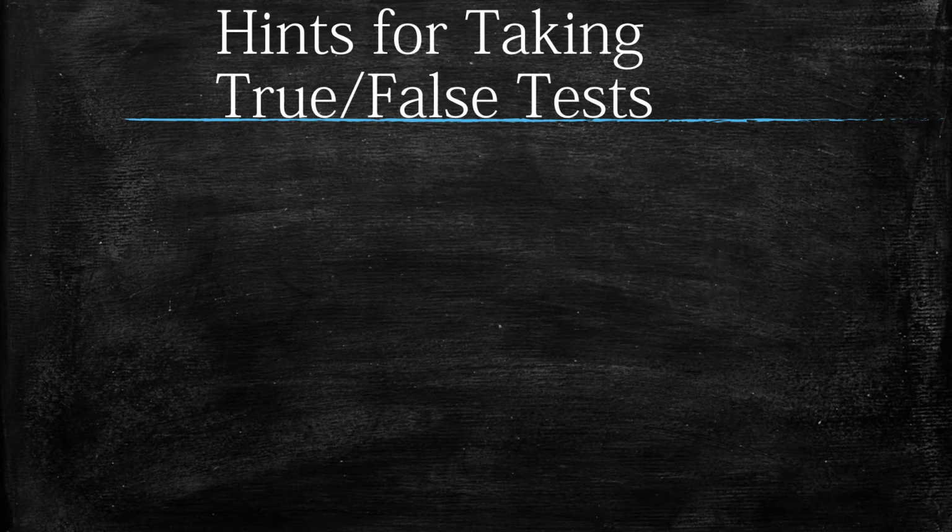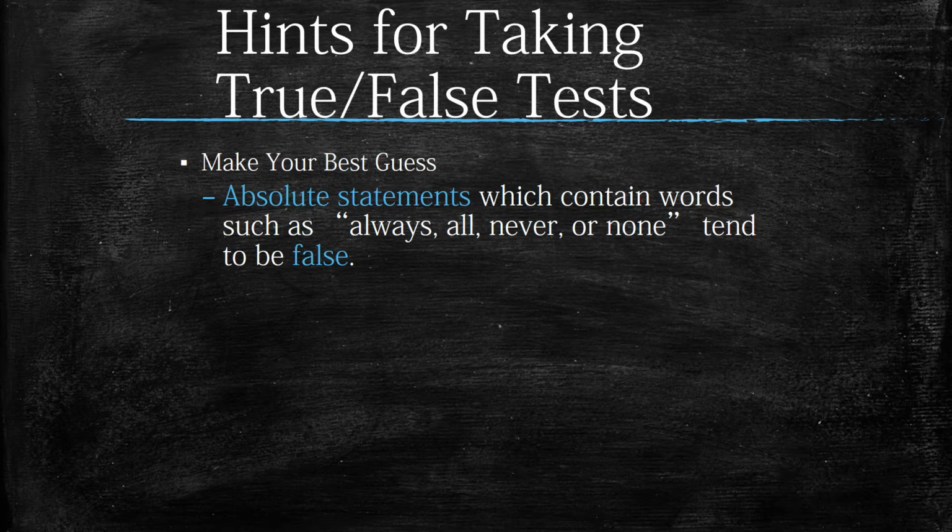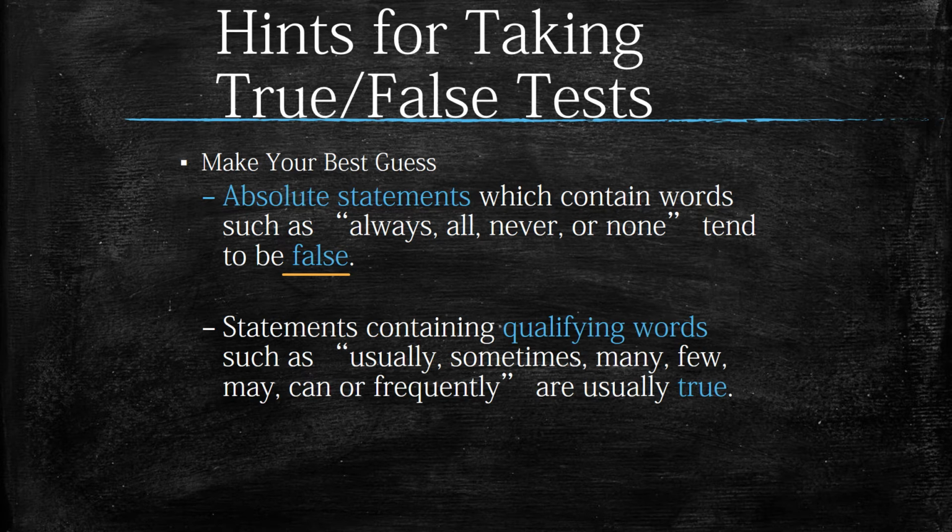Let's go over some hints for taking true or false tests. Make your best guess. Absolute statements which contain words such as always, all, never, or none tend to be false. Statements containing qualifying words such as usually, sometimes, many, few, may, can, or frequently are usually true.